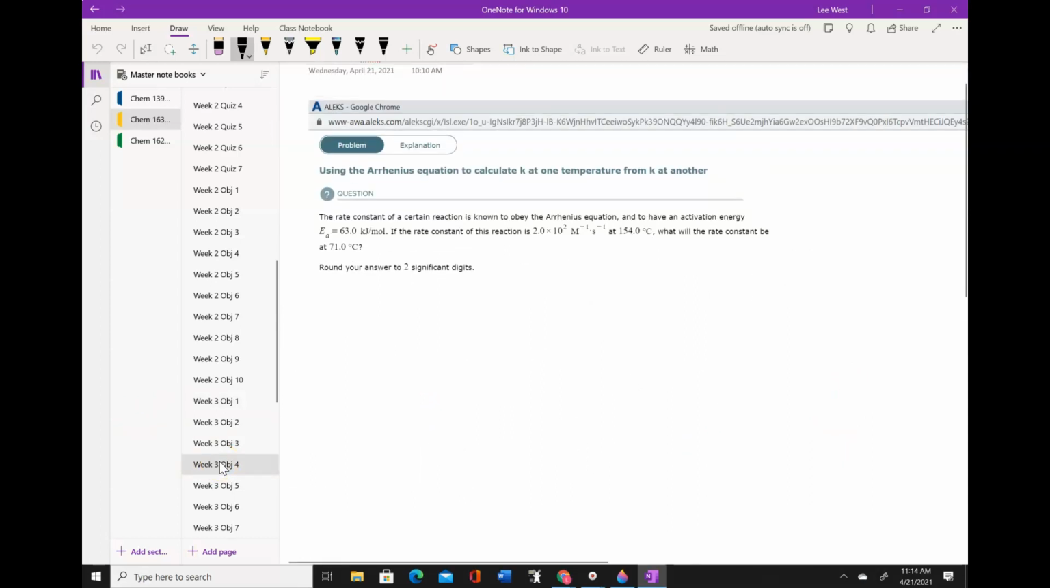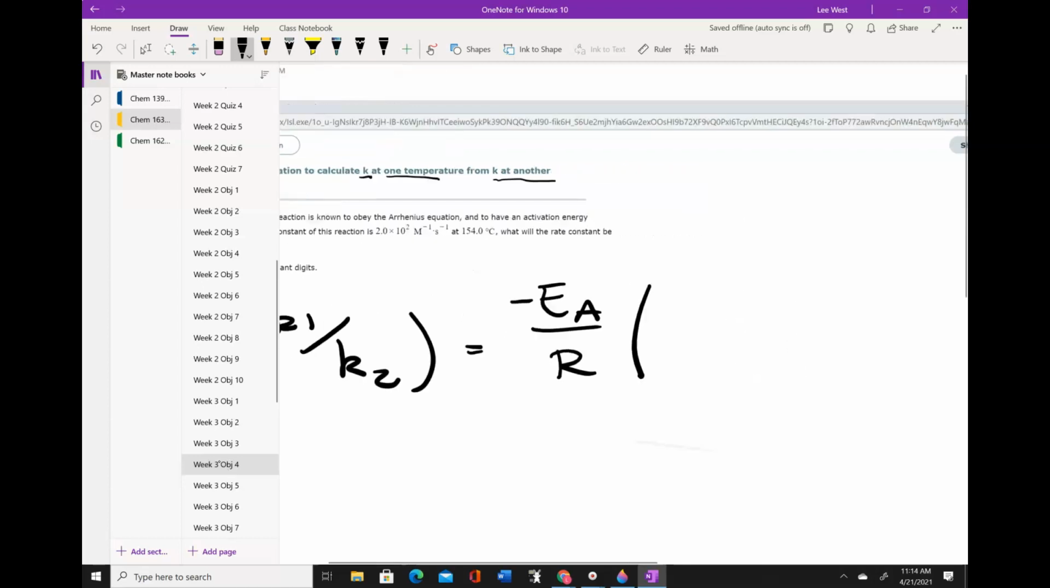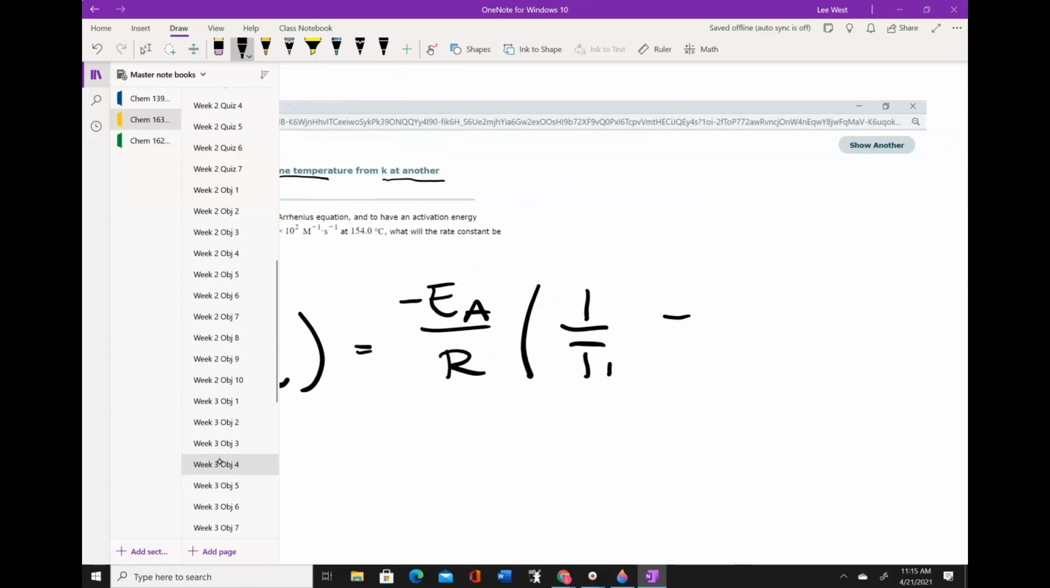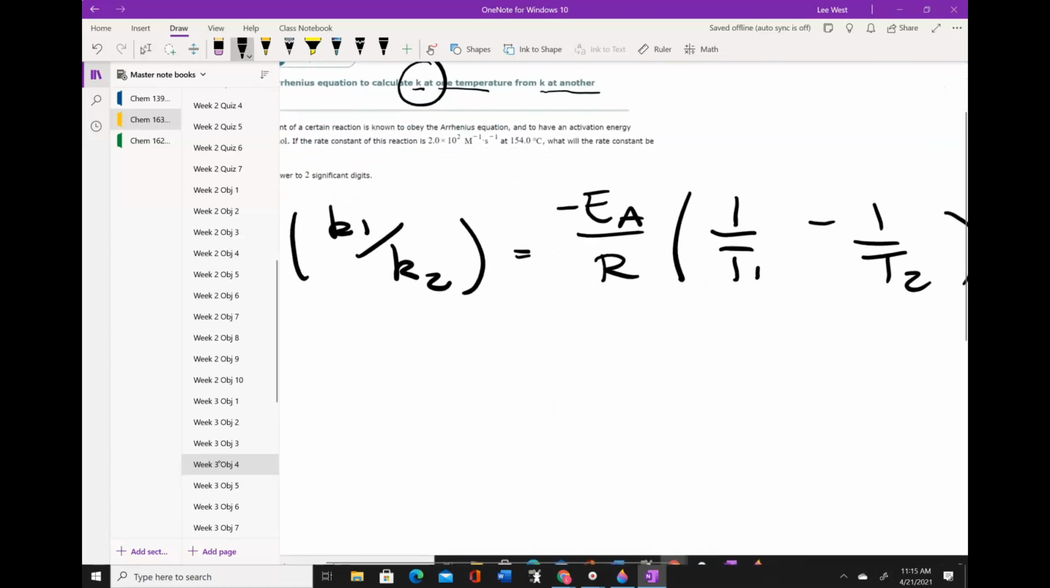All right. Using the Arrhenius equation to calculate K at one temperature from K at another. Now this is where you want to get your 2-point form of the Arrhenius equation out. So log K1 on K2 is equal to minus EA on R multiplied by 1 on T1 minus 1 on T2. And in our case, it looks like what we're going to have is everything except for one of the K's, right? Because we're trying to calculate a K. So we're going to have 1 K, 2 temperatures, and an activation energy.